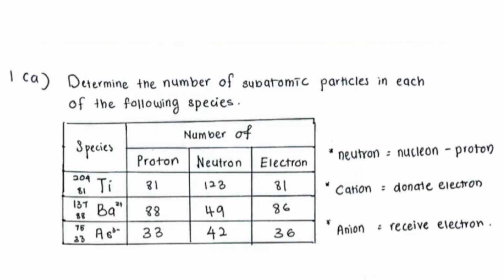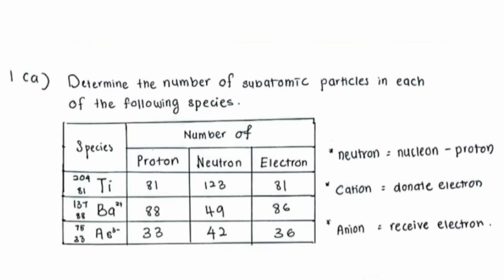And then the number of electrons. We all know that the number of electrons is the same as the number of protons. Hence, the number of electrons for titanium is 81. But for barium, it is a different case because barium is a cation, which means it will donate electrons. Since barium has a charge of 2+, it donates 2 electrons. So the number of electrons for barium is less than the proton number, which is 86.